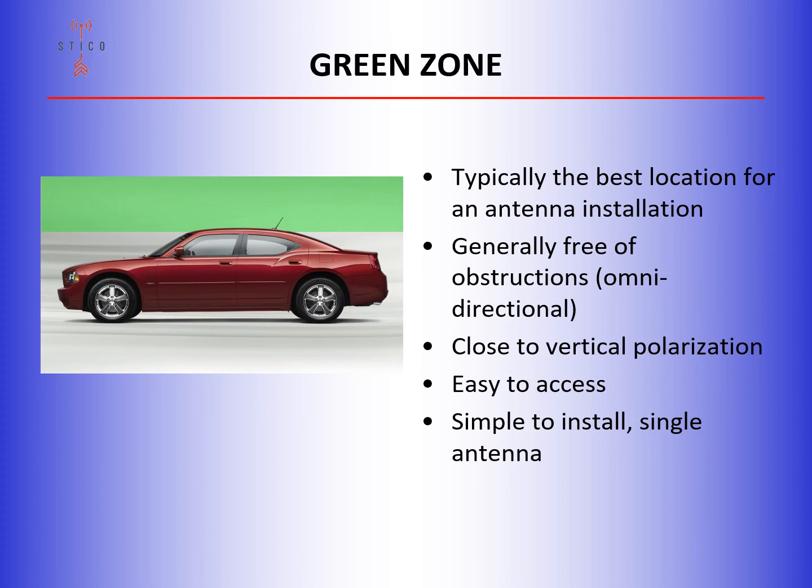Let's begin with the green zone, or the vehicle roof. This area is typically the best location for antenna installation. It's generally free of obstructions, allowing for omnidirectional operation. The antenna is close to vertical, which is typical for most receiving systems, and is easy to access, allowing for a simple installation and routing of the cables.